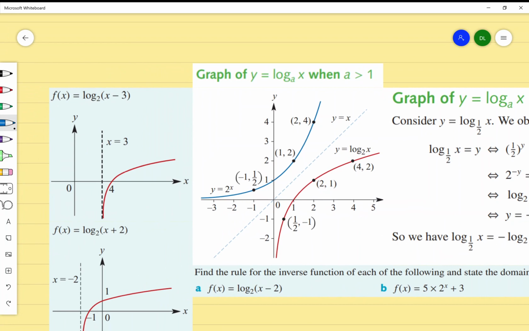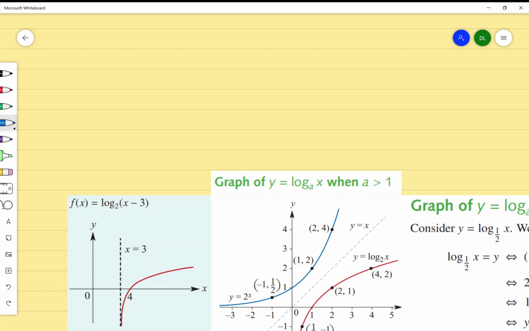y equals 2 to the power of x, being this graph on the left, and then y equals log base 2 of x. So hopefully you remember that if I have, for example, a to the power of b equals c, that can change in form to log base a of c equals b. Those of you that weren't here last lesson, this might not make as much sense.